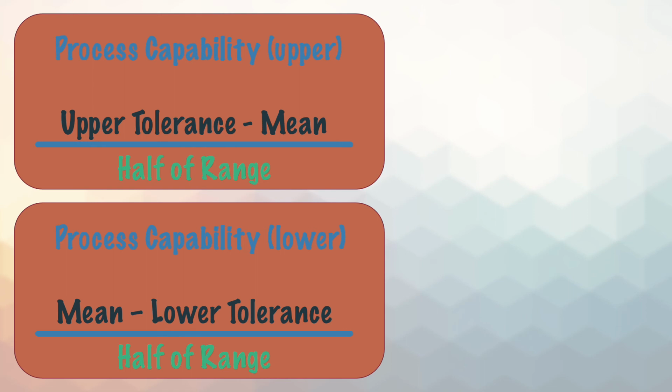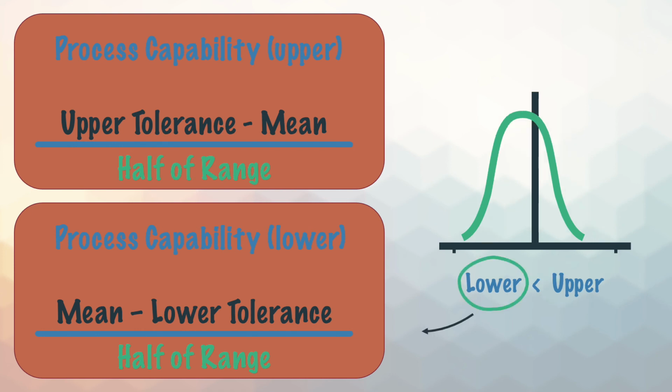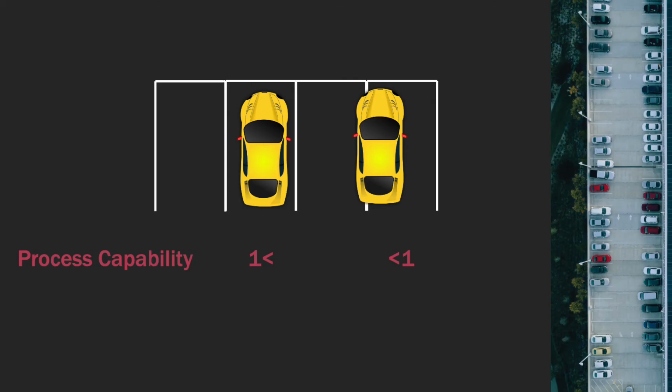This time, we are calculating the capability of the process to each specification limit rather than the specification width. As a result of this, we end up with two numbers. The process capability result is the lower of the two. Taking these two cars, even though they have exactly the same width, one is clearly more capable than the other at parking in the space.